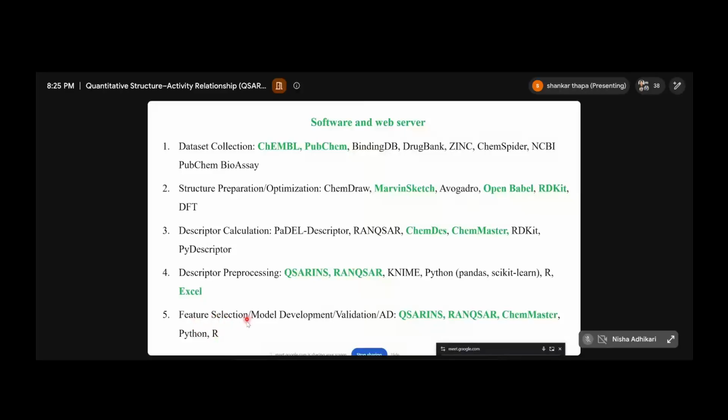Lastly, for model development and validation, these are the software which are freely available. Okay, so ChemMaster is also available, this is also freely available. So these are the software required for QSAR development.